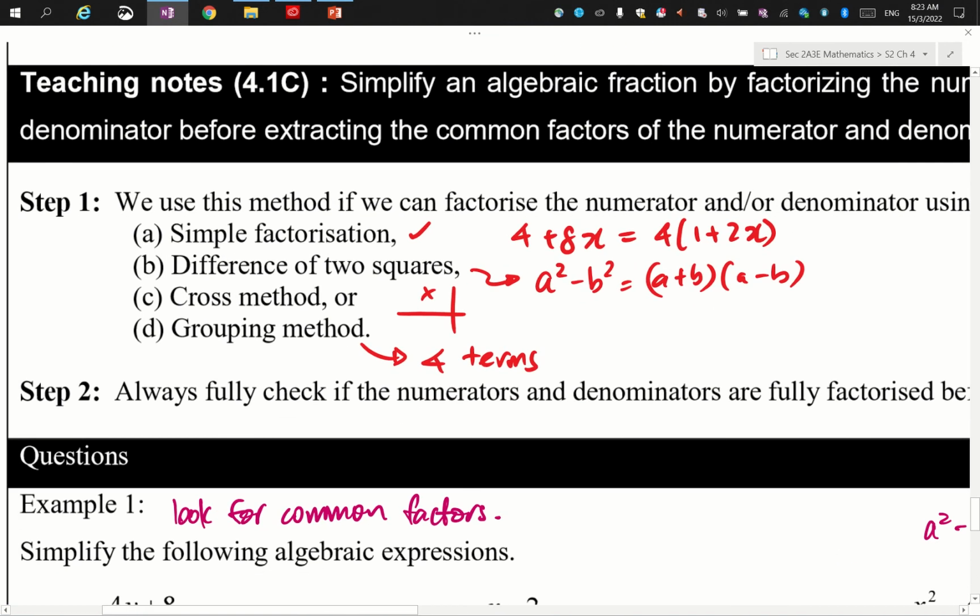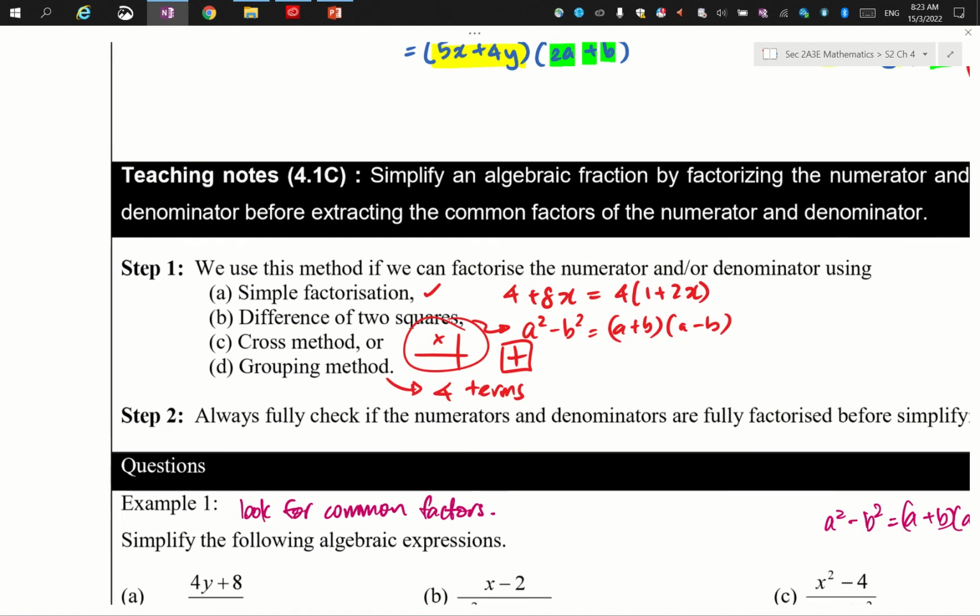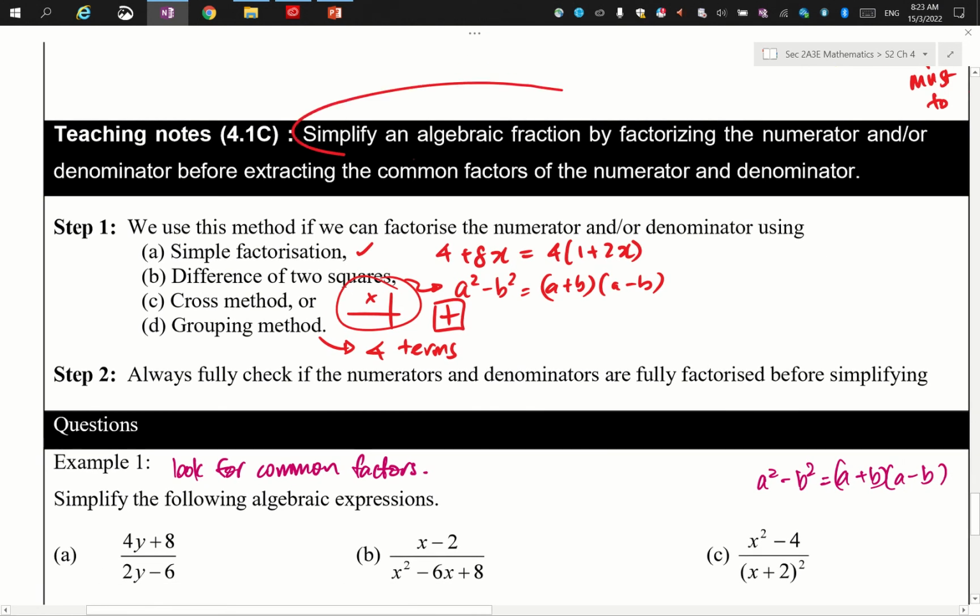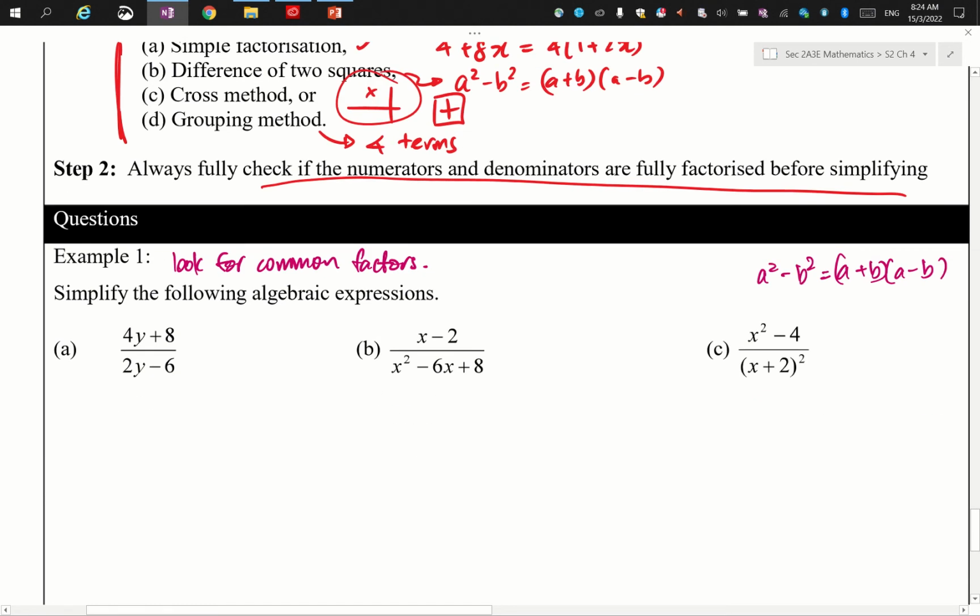Okay, so in summary, we've covered the different ways of factorizing. We've got simple factorization, for example like this. We've got difference of squares, so a squared minus b squared. We've got the cross method. Okay, some of you might be more comfortable using the multiplication frame, and then we've got our grouping method for 4 terms. So whenever you are asked to simplify an algebraic fraction, we factorize everything, numerator and denominator. Okay, so using one of the 4 options here, then we try and cancel off whatever is common.